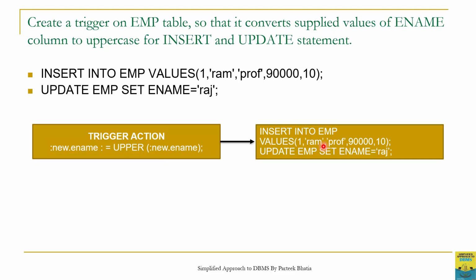So we can conclude that a trigger has to access the value of these enames by using keyword :new.ename. We have to convert these supplied values to uppercase and these values will be updated in :new.ename. So the execution of this statement will convert this :new.ename into uppercase and in same way it will convert the value of ename supplied during update statement to uppercase.